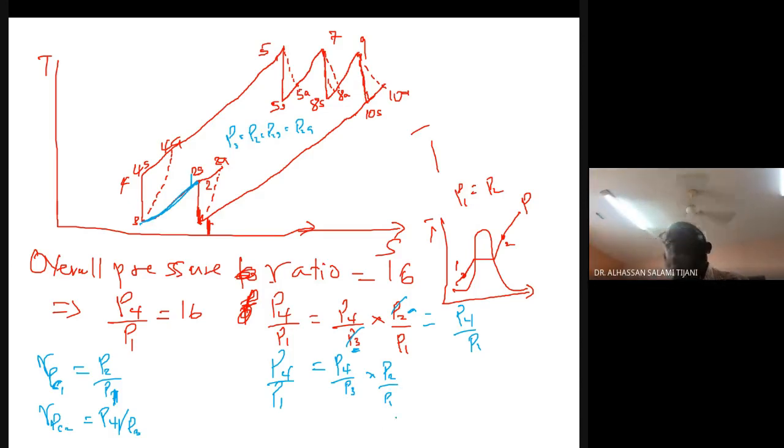Okay, so we have P4 divided by P3 times P2 divided by P1. Now this equals 16. Yes, the overall pressure ratio equals 16.